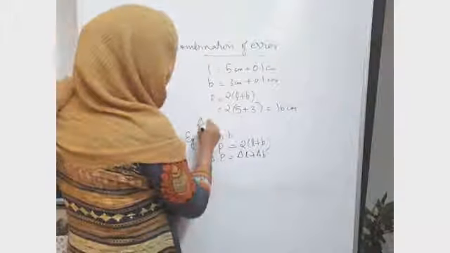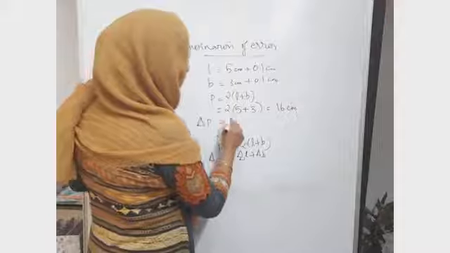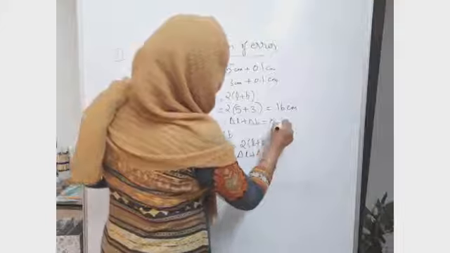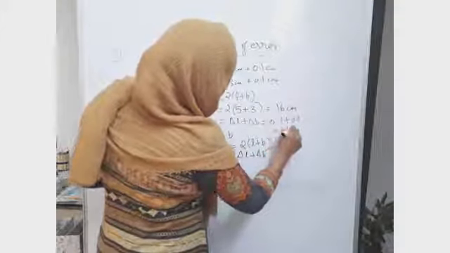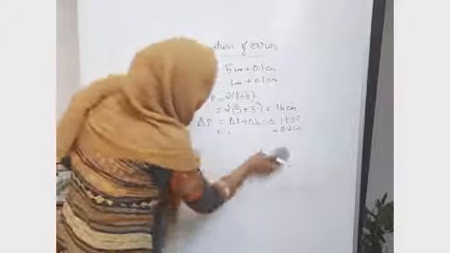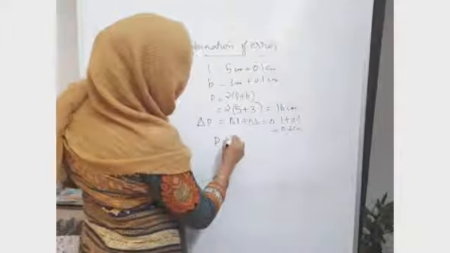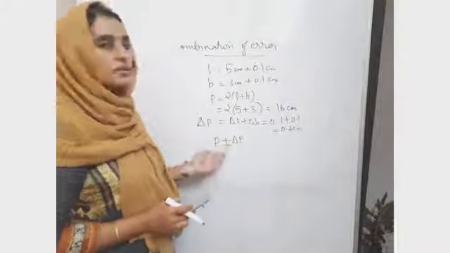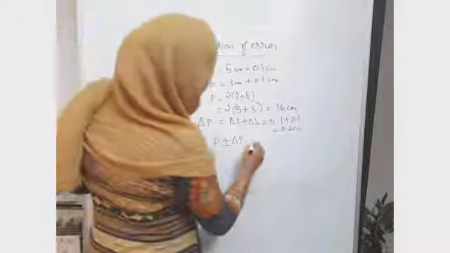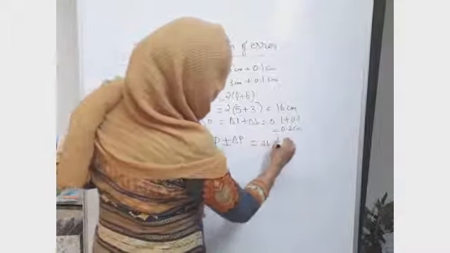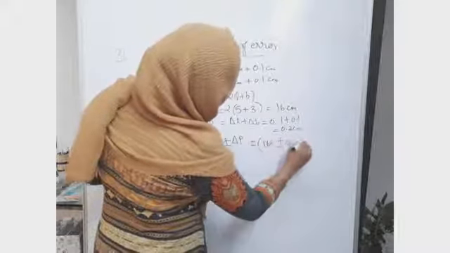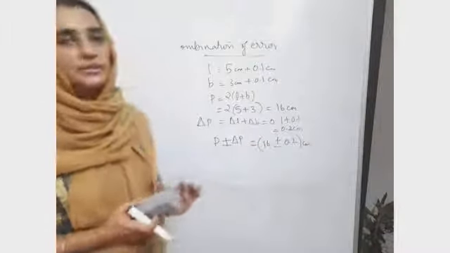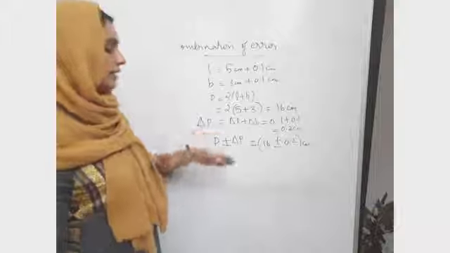But what is delta P? There you don't have to consider 2. You just have to find out delta L plus delta B. What is delta L and delta B? 0.1 plus 0.1, which is equal to 0.2 centimeter. So finally, your answer should be in this form: P plus or minus delta P. That is, the perimeter of this rectangle can be slightly larger or slightly lesser than this value. So it will be represented as 16 plus or minus 0.2. Either you can write centimeter outside, or 16 centimeter plus or minus 0.2 centimeter. This is the way of representing the error in the final result.